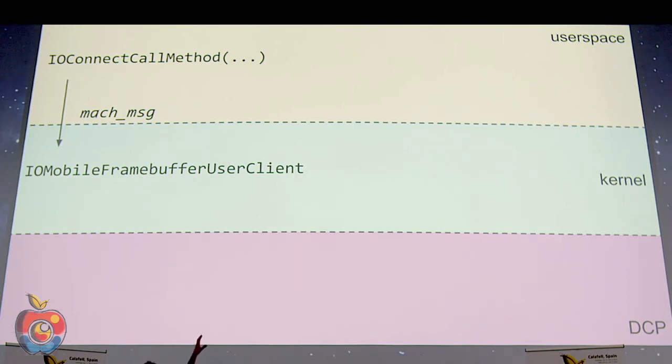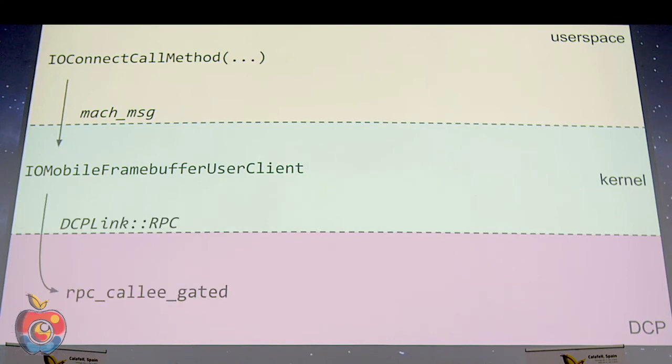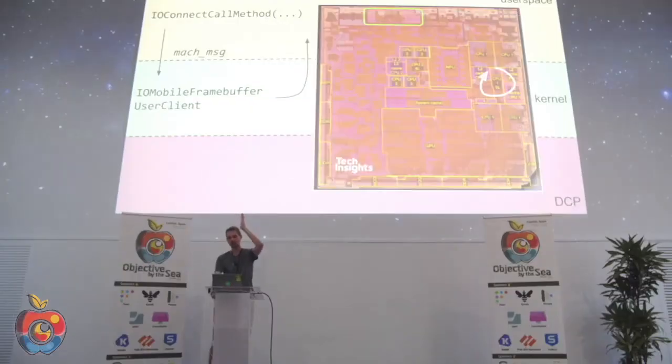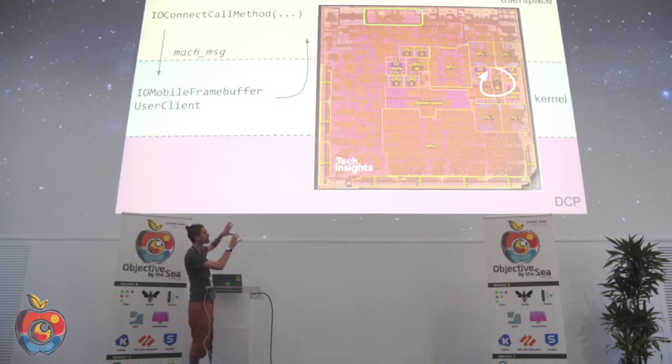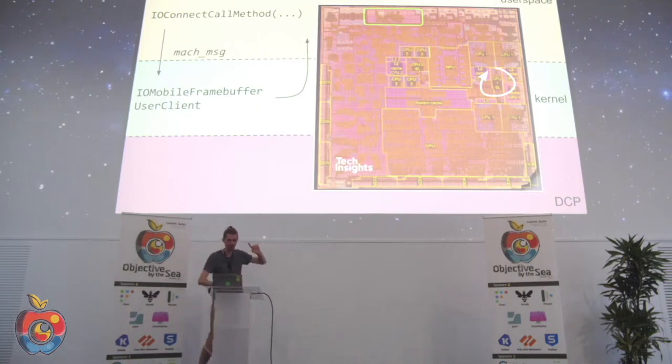It first gets serialized in user space, sent down to the kernel, deserialized, then reserialized using this thing called DCP link RPC, which will take literally the arguments you passed in user space, serialize them again, and push those over to the display coprocessor. They then get processed here and proxied back up. So we can look at that again with this model to emphasize the fact that this is happening somewhere else, maybe or maybe not exactly there. Previously it was happening here.